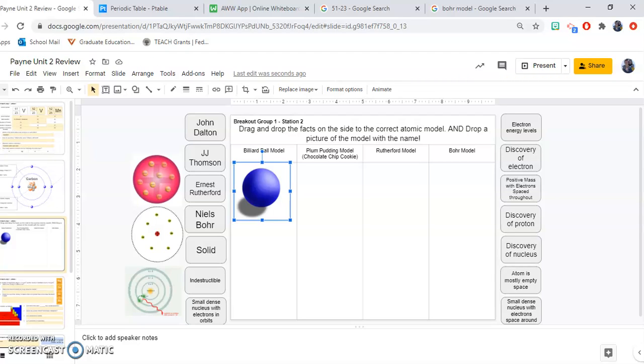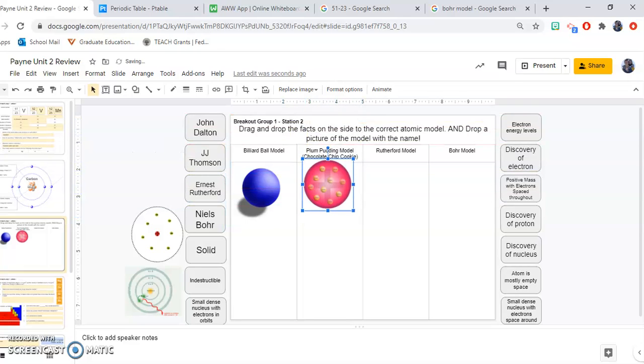If we look at the plum pudding or the chocolate chip model, whichever you prefer for your midnight snack, we go ahead and look at this one right here. So this is the one that shows how the electrons kind of surrounded out differently, and we'll talk about its significance a little bit later in the video, but that is going to be what our plum pudding model looks like.